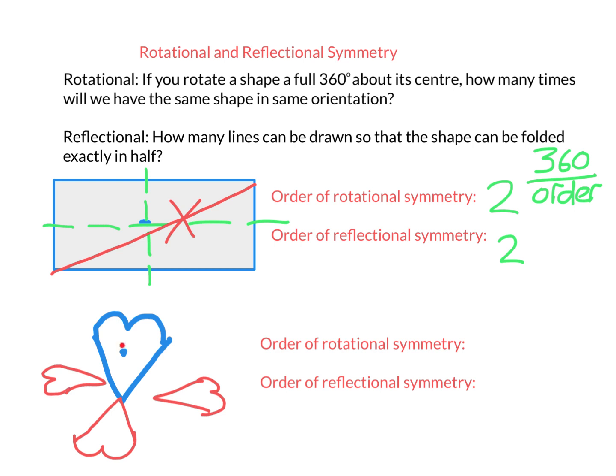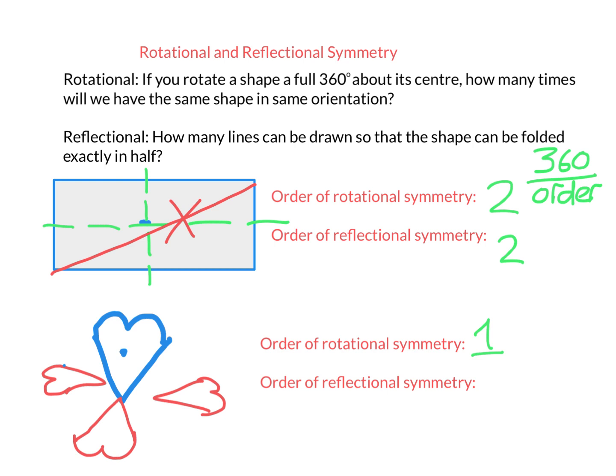See, in order to get the exact same shape that you see there, you would need to rotate it a full 360 degrees. So if you rotate this continuously 360 degrees, there will only be one time that the shape is as you see it now, and that will be after a full 360 degrees. So its order of rotational symmetry is 1. That really means it doesn't have rotational symmetry. So what about its order of reflectional symmetry?